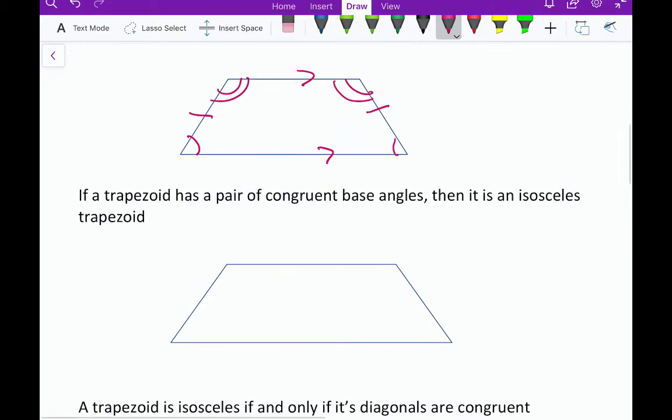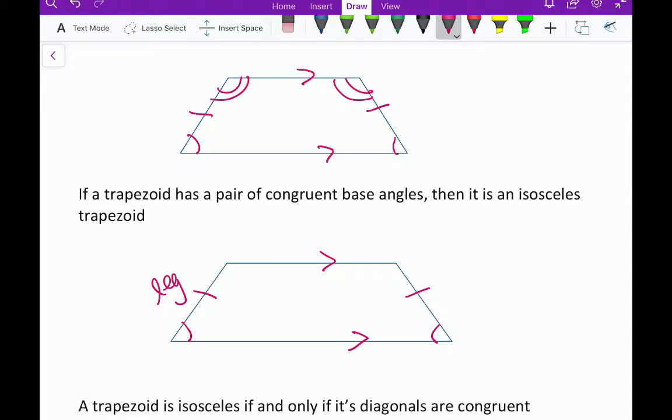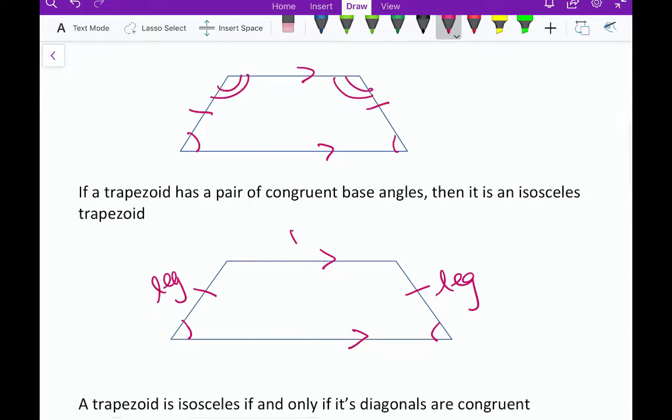Now, what if it has a pair of congruent base angles? So just one pair. So for instance, if that is congruent to that, and we know that this is a trapezoid because these are parallel, then you can conclude that those two legs are congruent. Remember, these are called the legs, and these are called the bases.